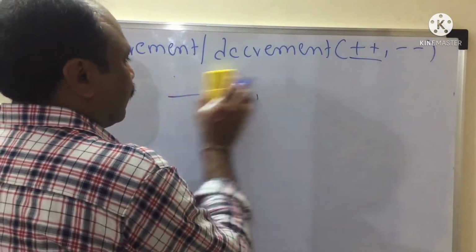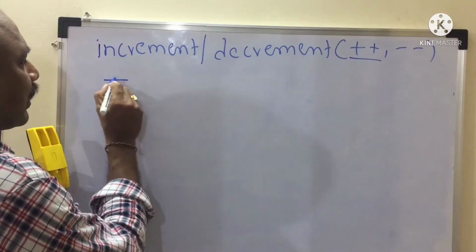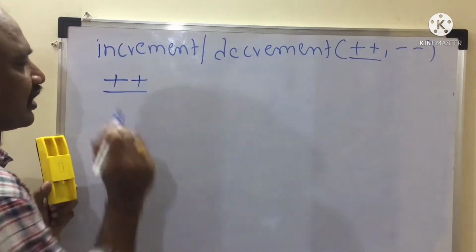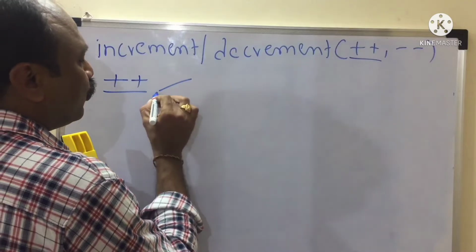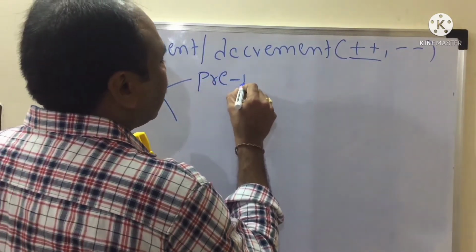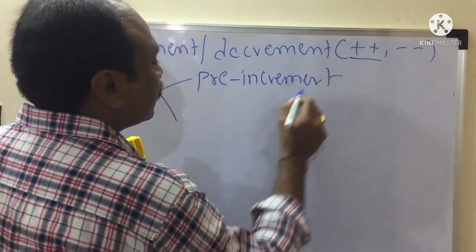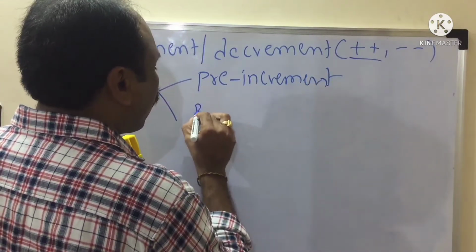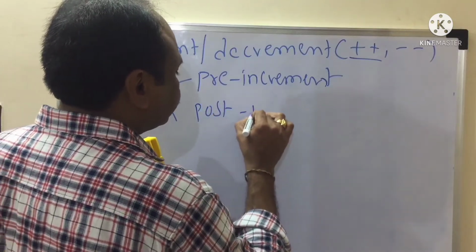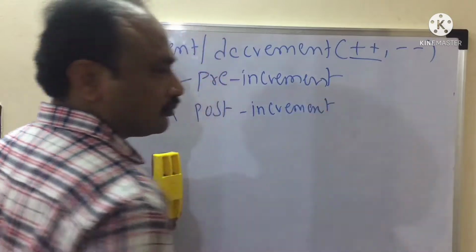First we will talk about increment. Coming to increment, which is referred to as the increment operator? Plus plus is referred to as increment. There are two variations in increment. One is pre-increment. The second one is post-increment.